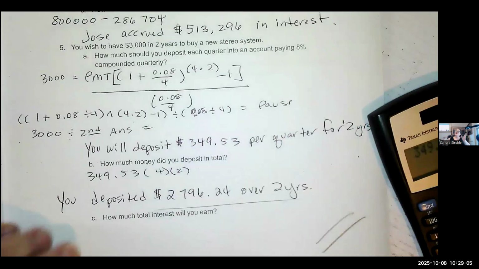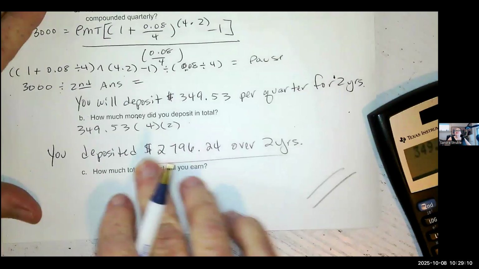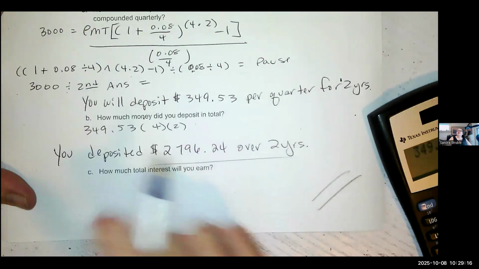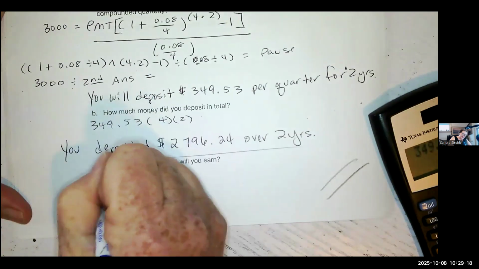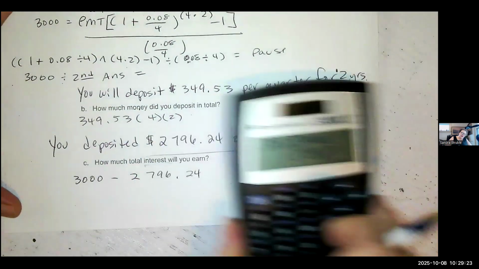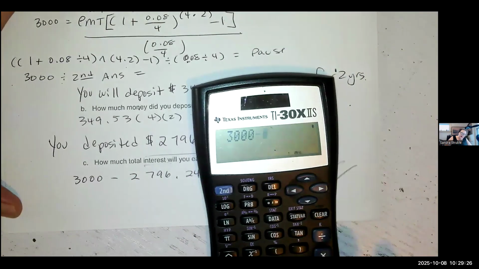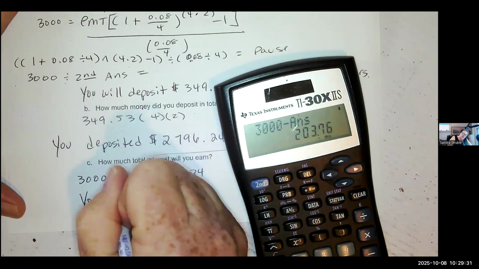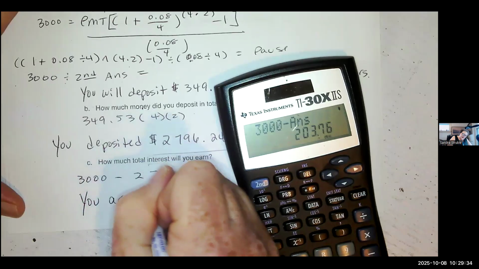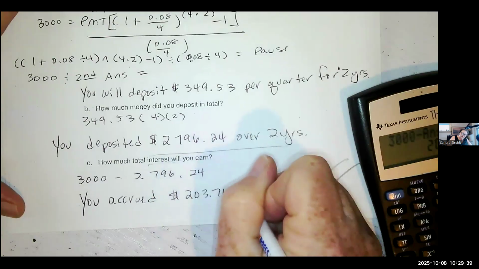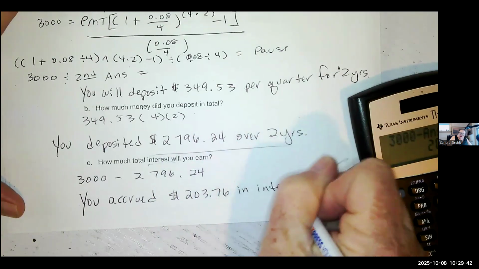So you didn't have to save $3,000 for the stereo system. You only needed to deposit and save $2,796.24. The bank is going to give you the difference between the two in interest. So you're going to take the 3,000 that you ended up with and subtract the 2,796.24. This one you can leave in your calculator and just take the 3,000, subtract second answer equals. So you accrued, or the bank paid you, pick your poison, don't forget your dollar sign, $203.76 in interest. And this is only over 2 years.